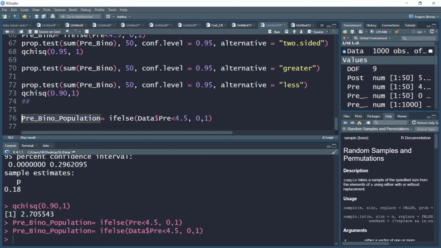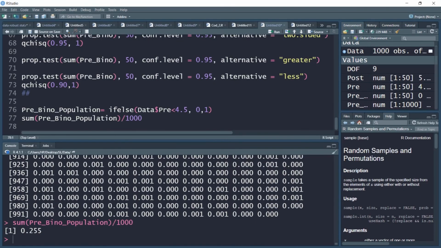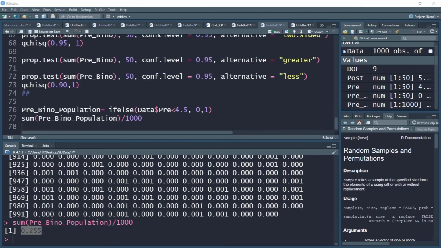Now what we can do is divide this pre-bino population by the length of the sample, which is 1000, and let's look at that. So we need to add the sum here. Once we assign the sum and divide by 1000, it's 25.5%. So in the population itself, the probability to observe an individual with a score of 1 is 25.5%, which is much less than 1. And this is precisely what we estimated from our sample hypothesis testing.